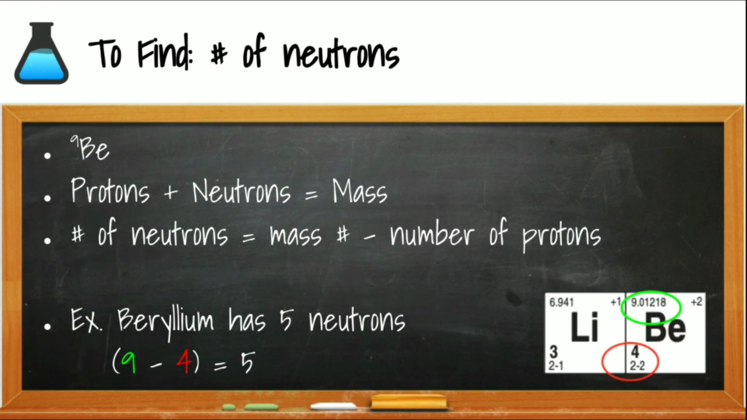We can use a mass number to help us determine the number of neutrons. Since the protons and the neutrons together equal the mass, if we rearrange this equation, we know the number of neutrons is equal to the mass minus the number of protons. So for beryllium-9, we have a mass of 9 minus the atomic number of 4 to give us 5 neutrons. So here, beryllium-9 has 5 neutrons.